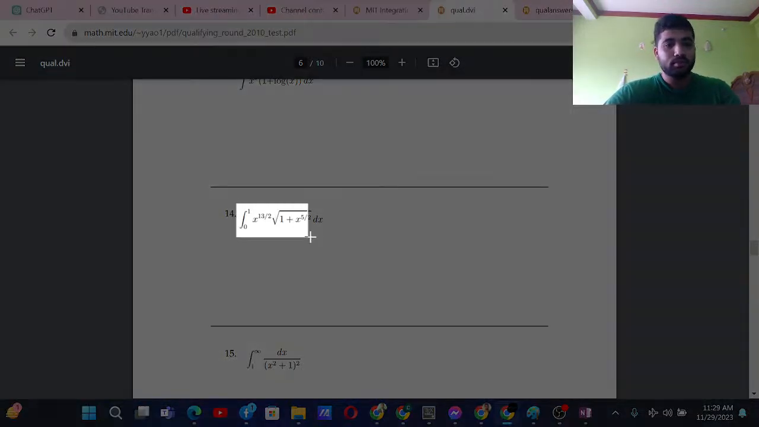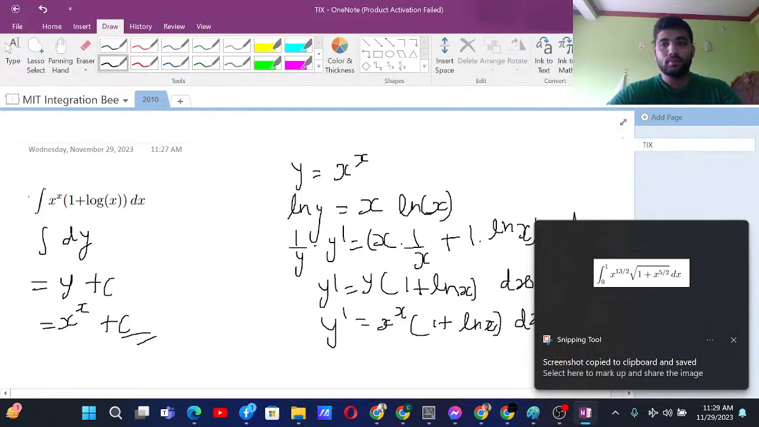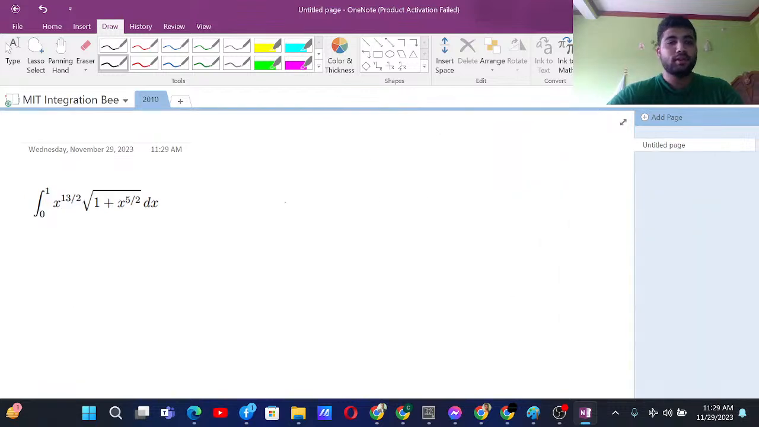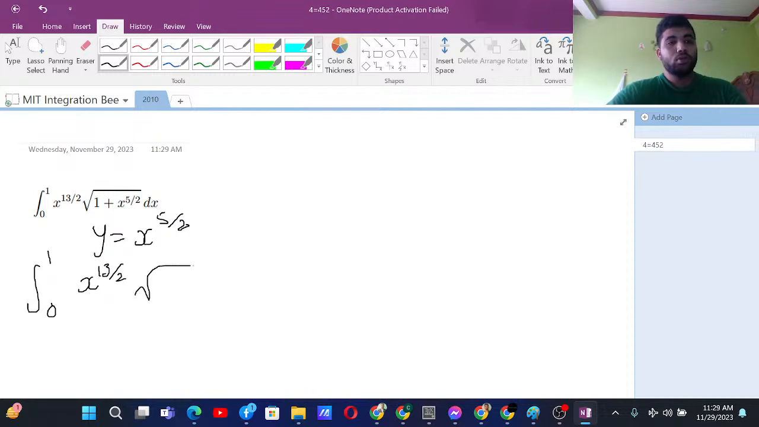Okay, now the next question. This one. Did it. Now for this one, I think we can take out half by 2 common, and then deal with it. Okay, first of all, let us let y equals x to the power 5 by 2, and then for 0 it's 0, for 1 it's 1, and we will have x to the power 13 by 2 root under 1 plus y.